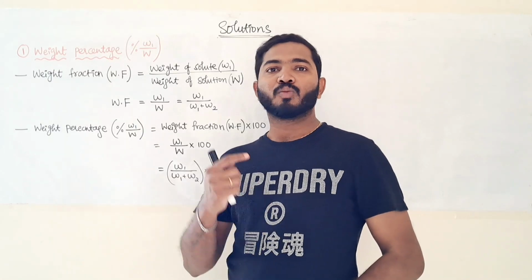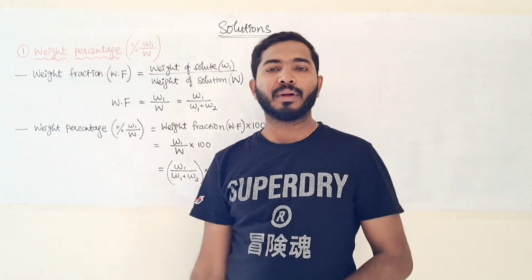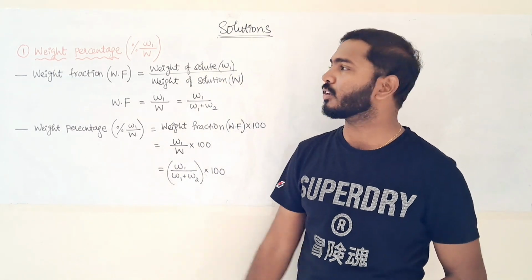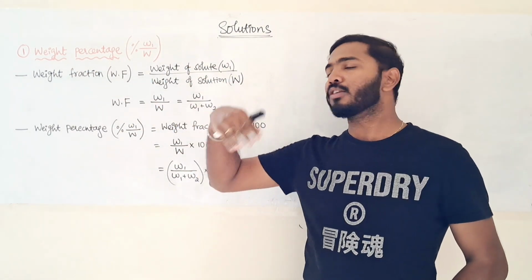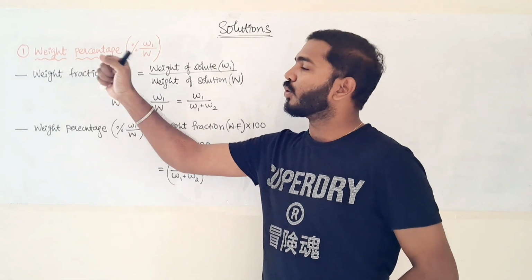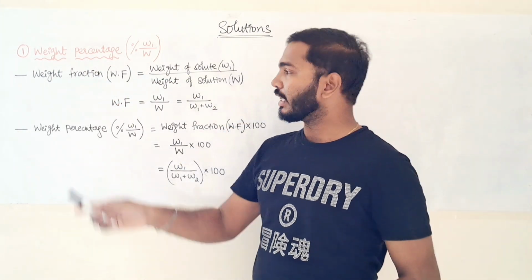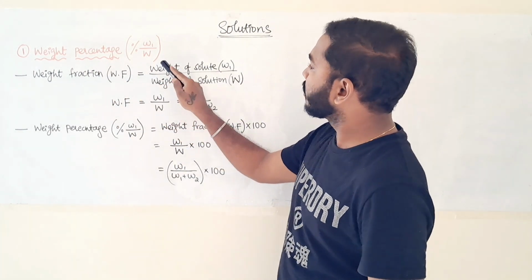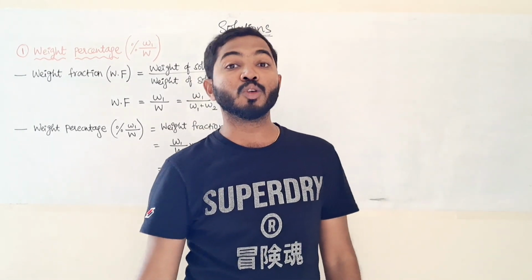Okay, let's start with weight percentage. The first concentration term is weight percentage. To define weight percentage, we first need to know what weight fraction is. Weight fraction can be defined as the weight of solute per weight of solution.